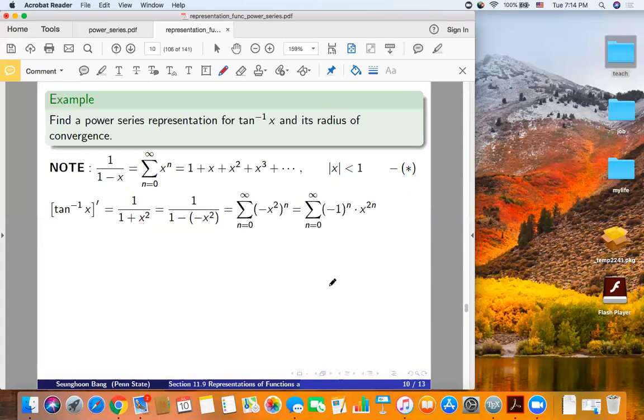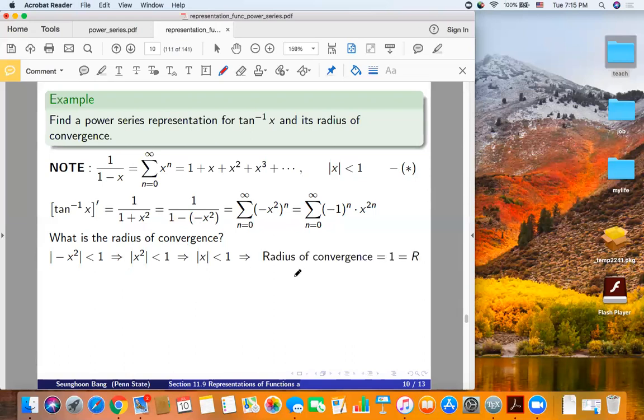So like this. What about the radius of convergence? The same thing. You can plug negative x squared into the common ratio x and solve. Absolute value of negative x squared is less than 1. You only eliminate the negative sign. The next step, take a square root. Absolute value of x is less than 1. The radius of convergence is 1.